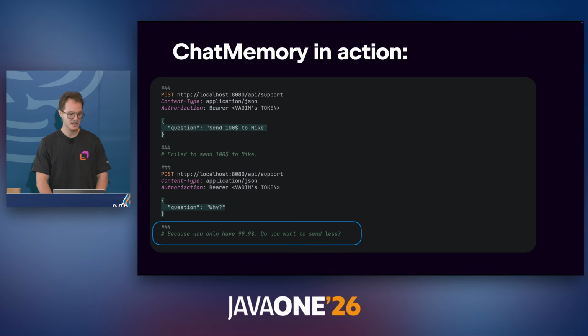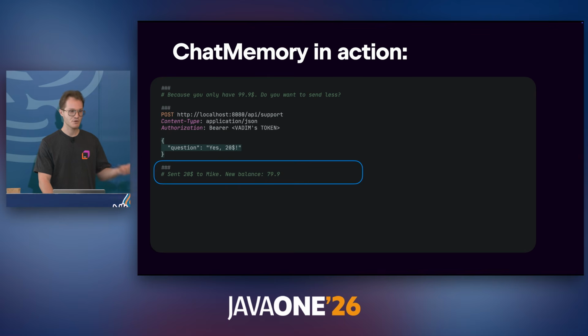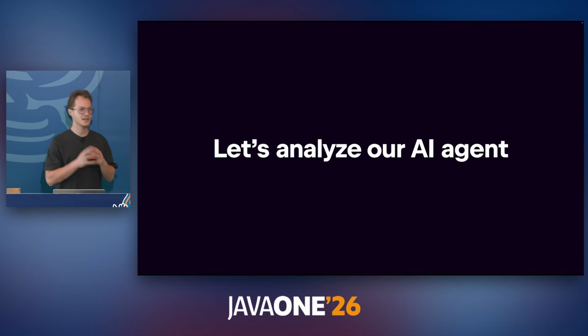And I come back to the same endpoint again, which again runs the same agent for my user session. And I say, yeah, $20, please. And it says, oh, sure. Send $20 to Mike. The new balance is 79.9. So that's how it works in action. So the agent can remember the previous conversations. But that's not powerful enough. That's not controllable enough. Let's analyze how our agent behaves.